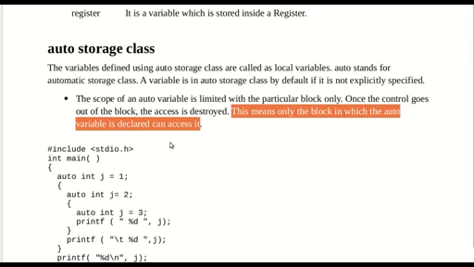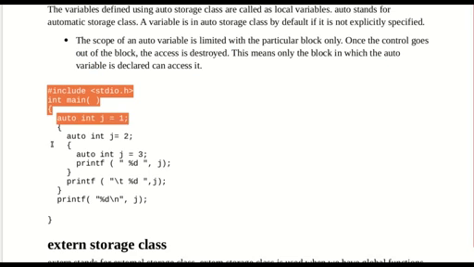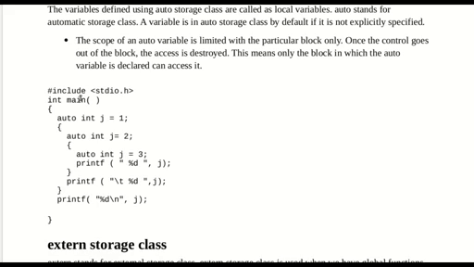Consider this example. It's a simple program. In this case, we have only one main function, and I defined three variables: j, again j, again j. For a beginner, it may seem that I have defined only one variable j. Actually, I have defined three different variables. Even though the name of the variable looks the same, the variables are different.